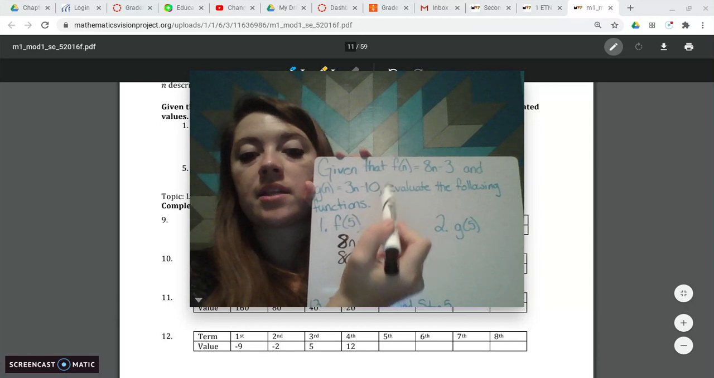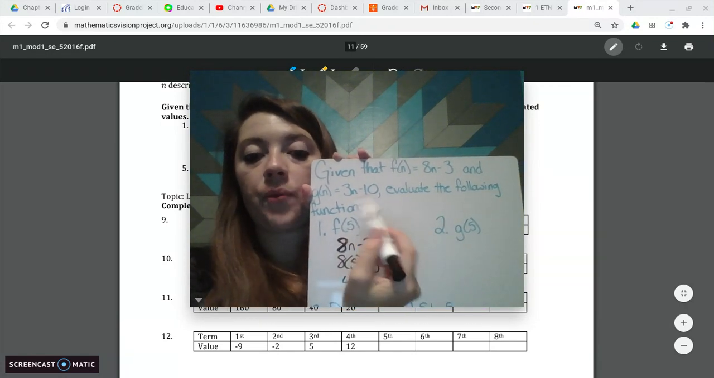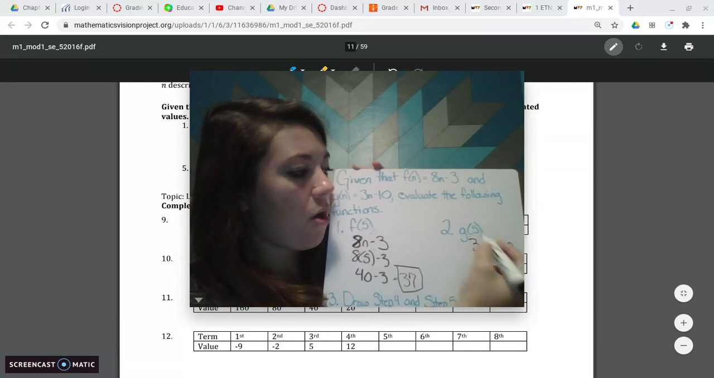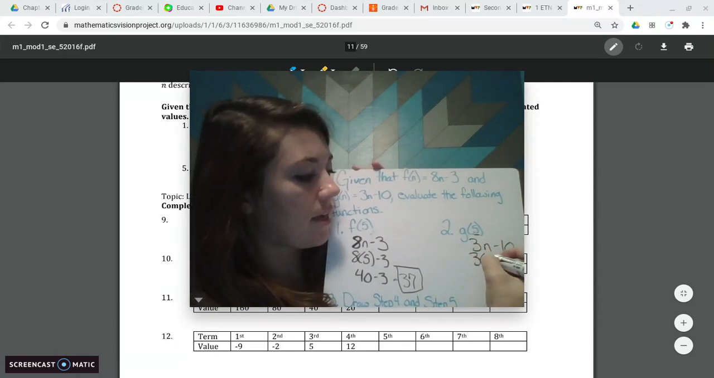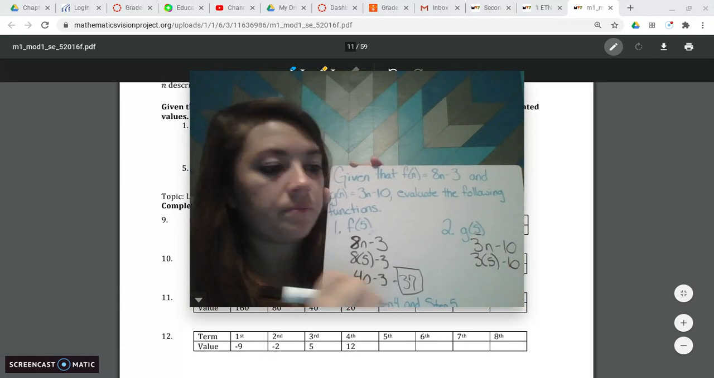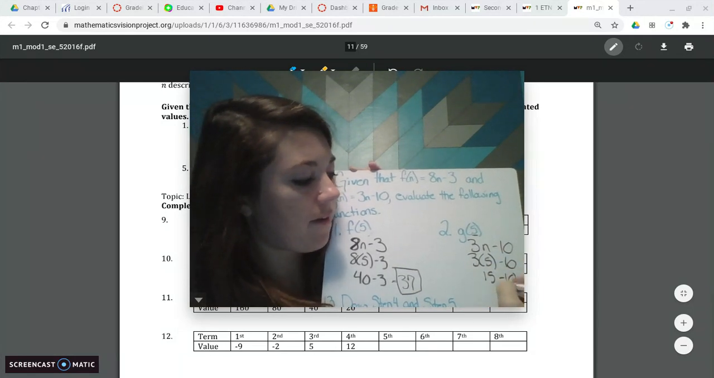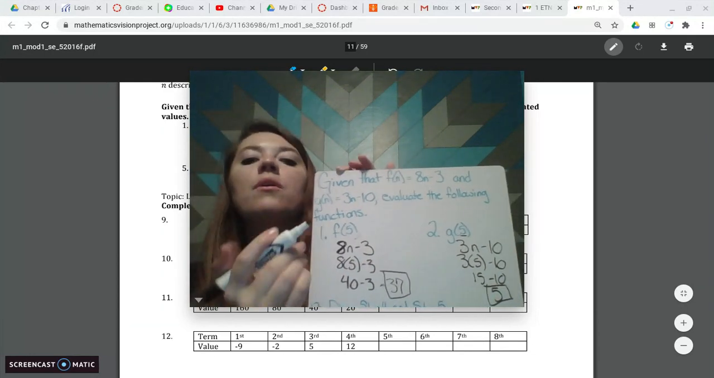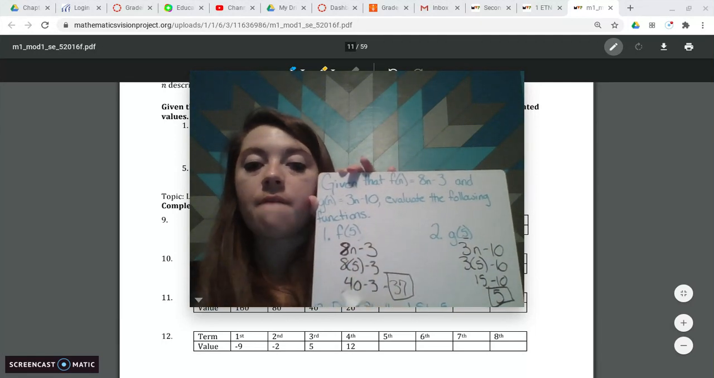The next one, we have g of 5. So the g tells us that instead of using the f of n equals 8n minus 3, we're going to use the 3n minus 10. So we've got 3n minus 10. Once again, we're substituting 5 in for the n. So we've got 3 times 5 minus 10. 3 times 5 is 15 minus 10. 15 minus 10 is 5. So there's our answer.